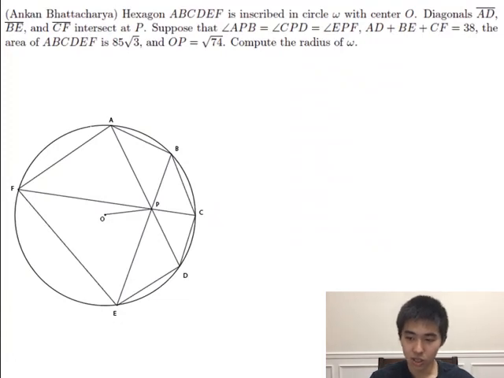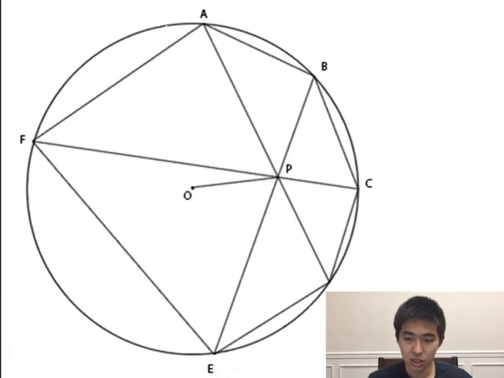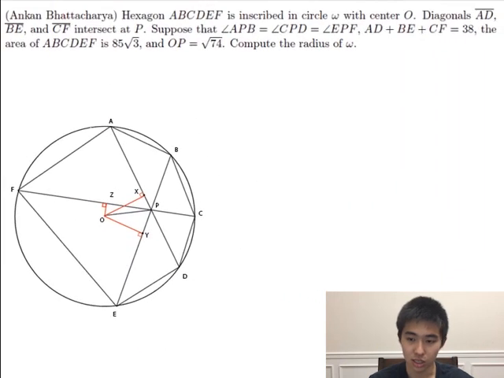So first, the most important claim that we have is that AP + CP + EP is equal to BP + DP + FP. So how are we going to go about proving this? So first, we draw in the midpoints of AD, BE, and CF, and we call them X, Y, and Z.